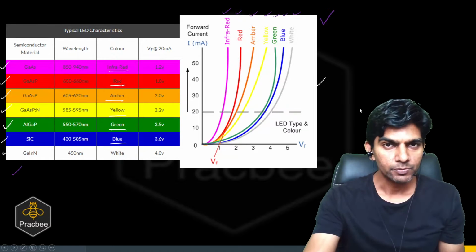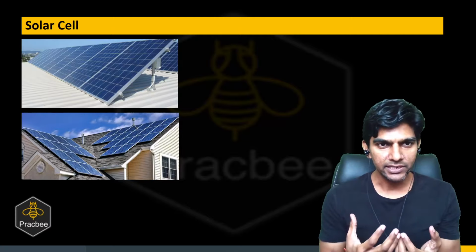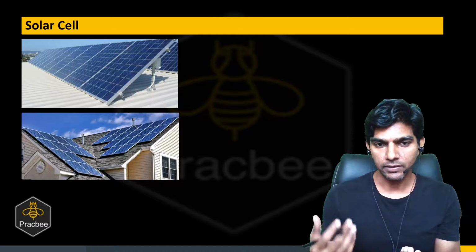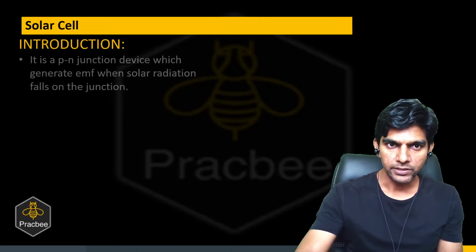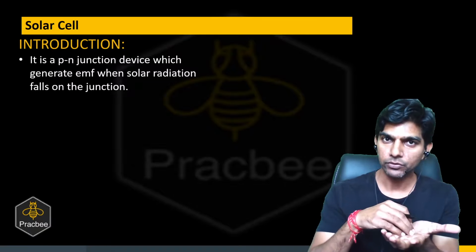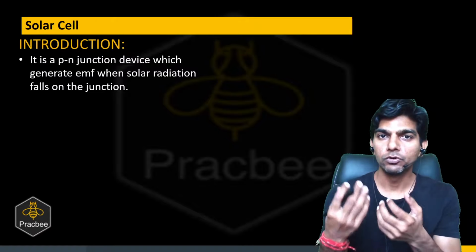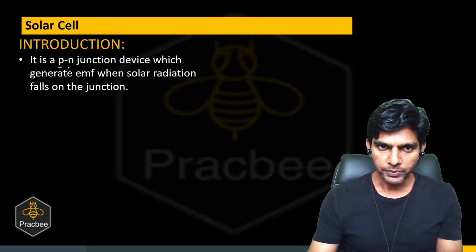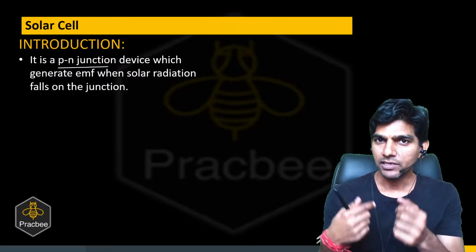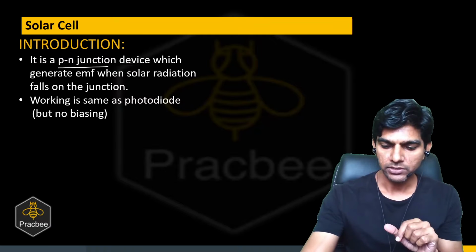Now the last special purpose diode that we have to study is the solar cell. We all know what solar cells are. A solar cell harnesses the sun's energy and converts it into electrical energy. Let us see how the solar cell works. We have incident photons. The light is incident on the diode, it breaks the bonds near the depletion region, and there will be electron hole pair generation. It is a PN junction device which generates EMF when solar radiation falls on the junction, as I have already mentioned. It is just like a photodiode without any biasing. No biasing is required.